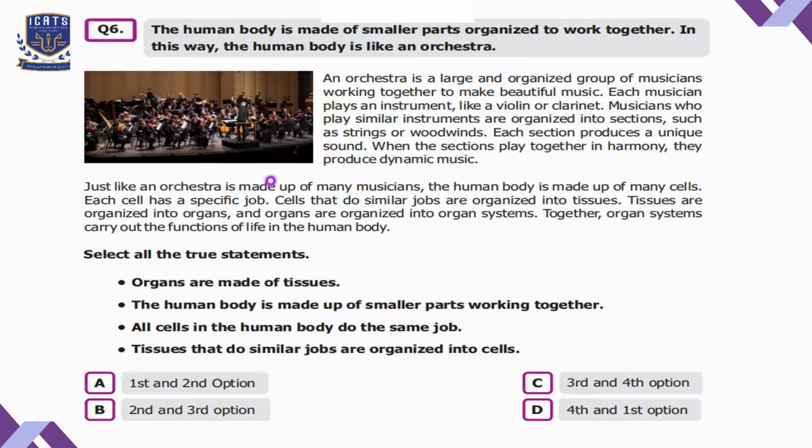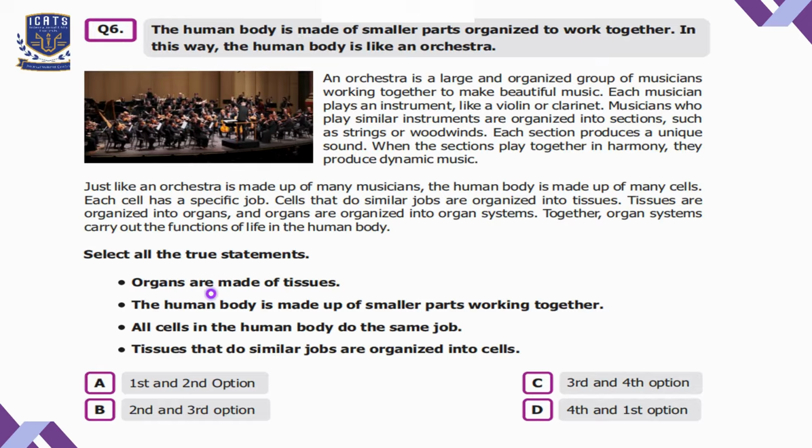Just like an orchestra is made up of many musicians, the human body is made up of many cells. Each cell has a specific job. Cells that do similar jobs are organized into tissues. Tissues are organized into organs, and organs are organized into organ systems. Together, organ systems carry out the functions of life in the human body. Select all the true statements.